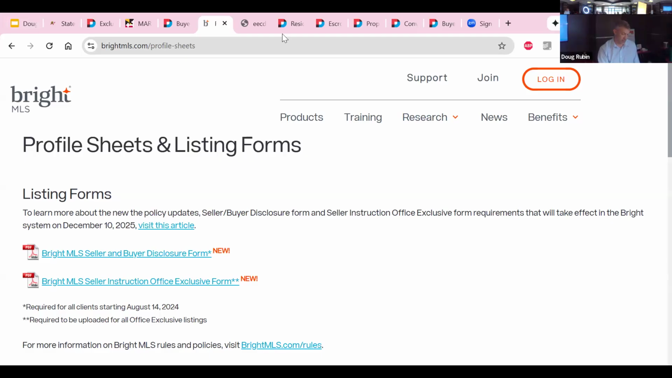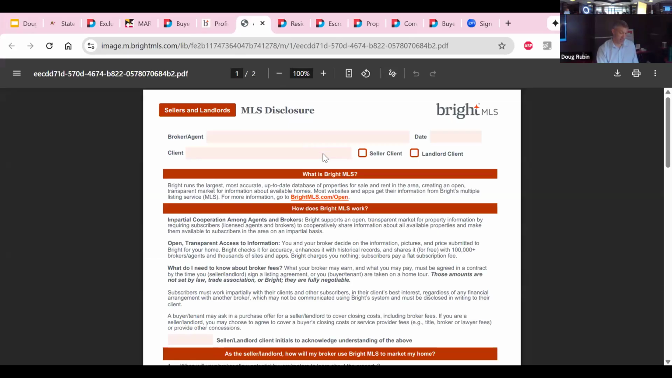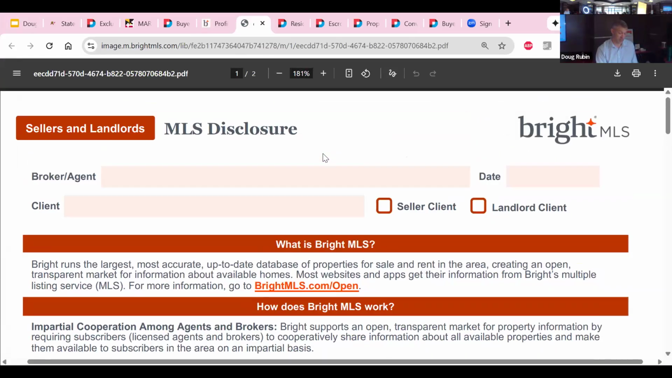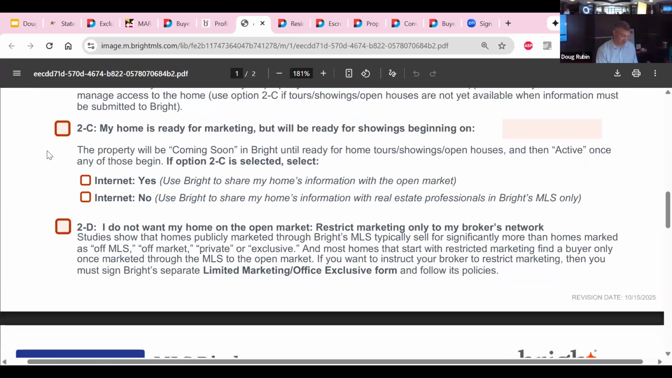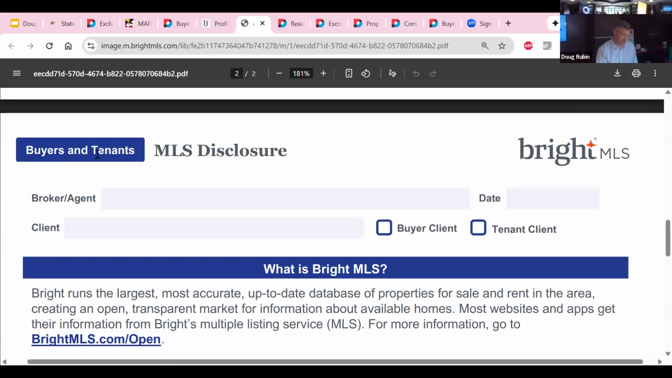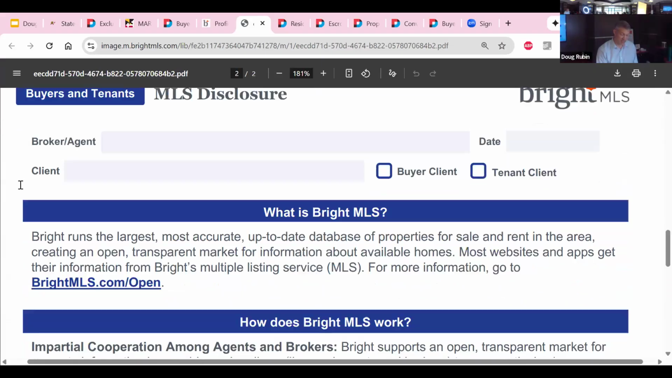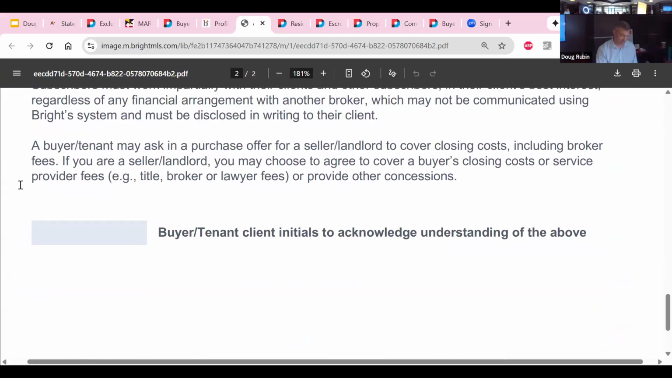I think I can pull it up. Okay, this just changed, you guys. Because it sucked before and now it sucks a little bit less. It used to be one document, now it is two documents. One is for sellers and landlords, this nice red one. If you're working with buyers and tenants, you have this nice blue one.